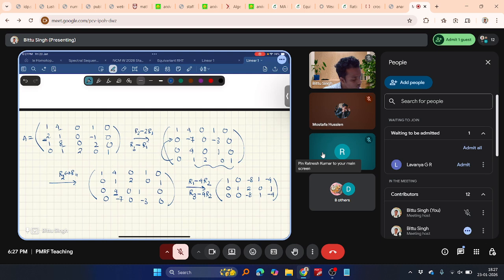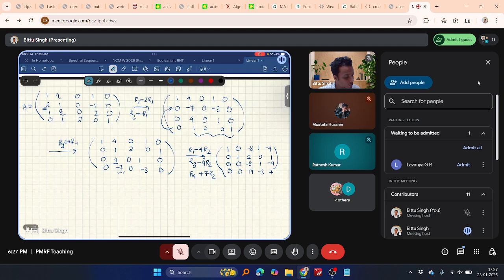Then we perform the operation R4 plus 7 times R2, so that this minus 7 gets cancelled. It becomes 0. So what will be the result? 0 0. Then 7 times row 2, which is 14, plus 0 means 14. Then minus 3 and 7.